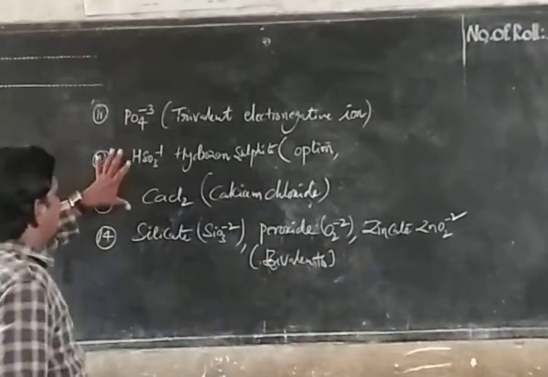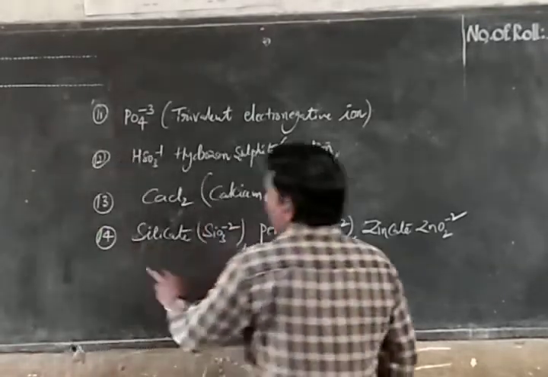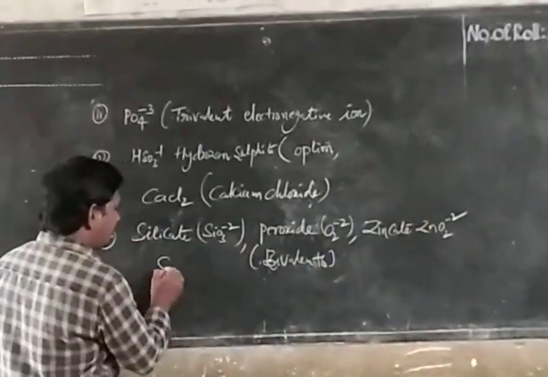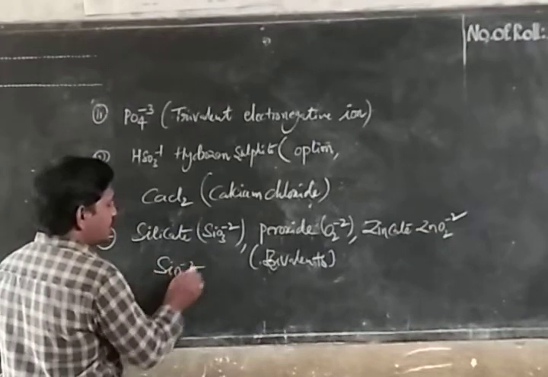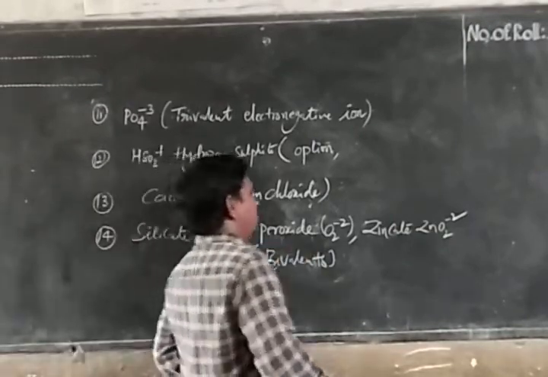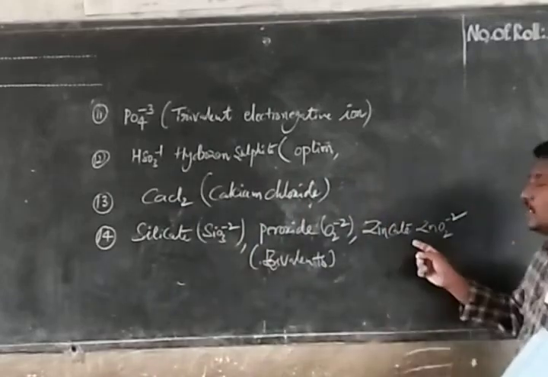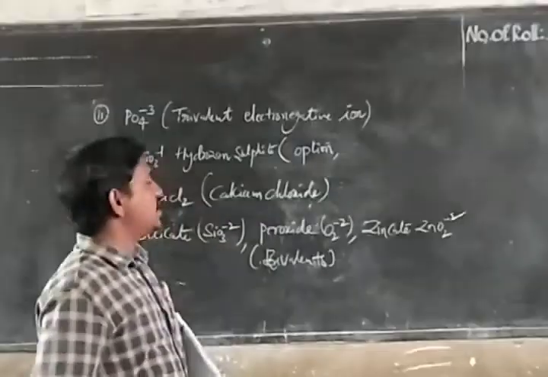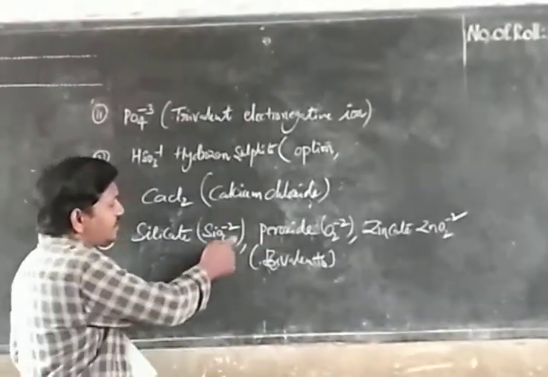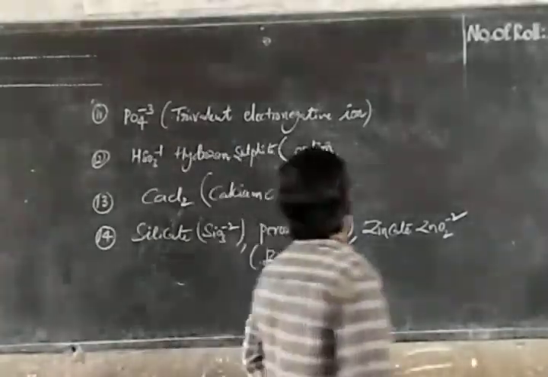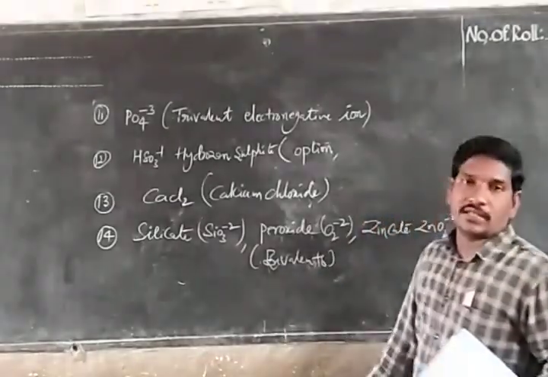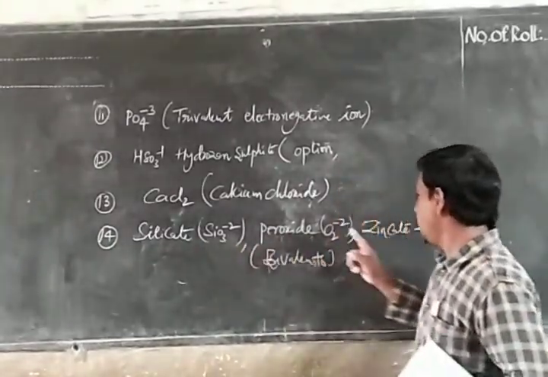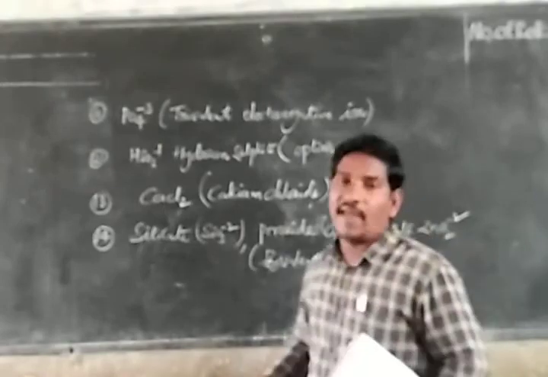Here silicate, the symbol of silicate is SiO3 -2. Peroxide, O2 -2, zincate, ZnO2 -2. All these are bivalent. Why? Because by acceptance of two electrons, they are called bivalent electronegative ions. Silicate, peroxide, zincate, all these are bivalent.